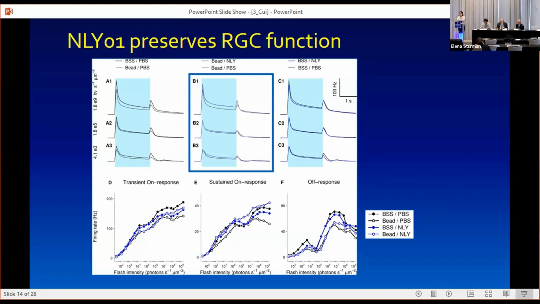When you do give these animals that have elevated intraocular pressure NLY01, however, you can see that there's relative preservation of response amplitudes as well as firing rate. Specifically, the transient on responses and off responses are most pronounced as being preserved at the higher flash intensities, whereas the sustained on response is preserved throughout the entire flash intensity. It's a little bit of a busy slide, sorry about that.